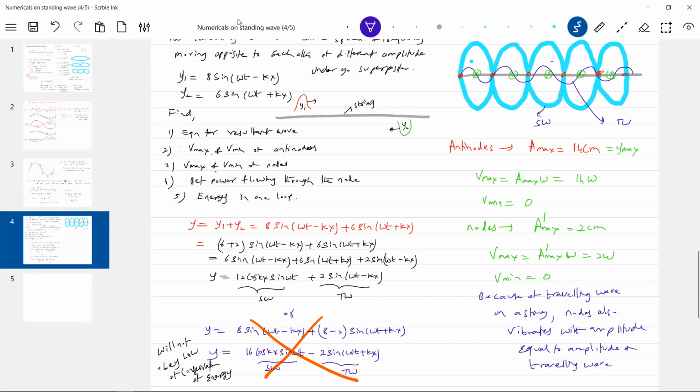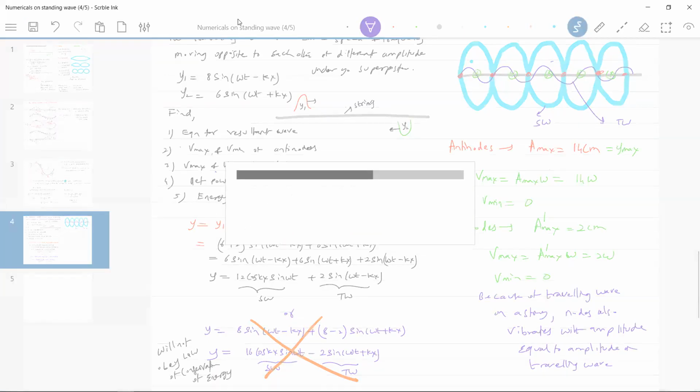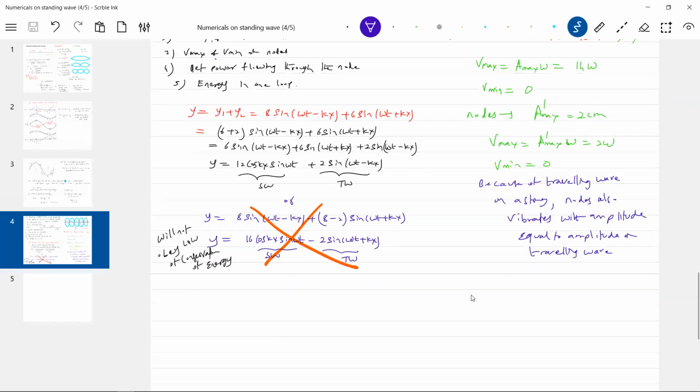Net power flowing through the node is asked. In the previous problem we concluded that the net flow of power through a node should be 0. But here what I'm saying, I'm asking power. What is the power of a traveling wave? That should be the power flowing through a node. So I'll go for the next part of the problem.